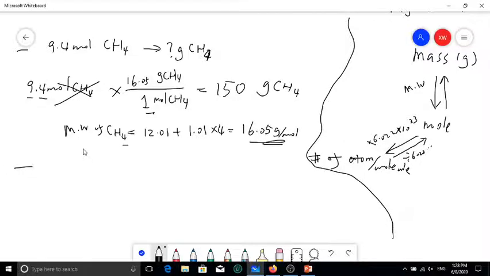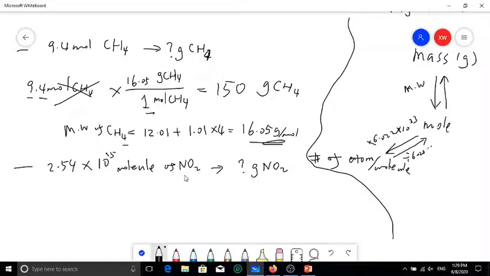All right, next question. If we have 2.54 times 10 to the 15 molecules of NO2, and we're looking for how many grams of NO2. Now again, feel free to pause here and try this one.